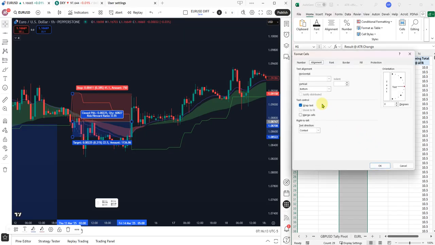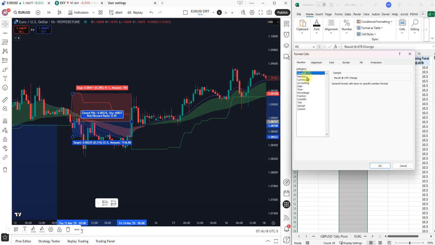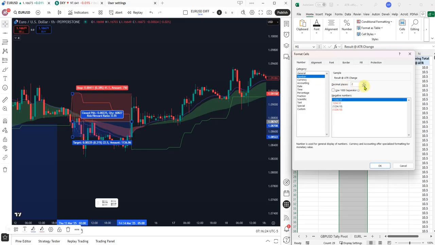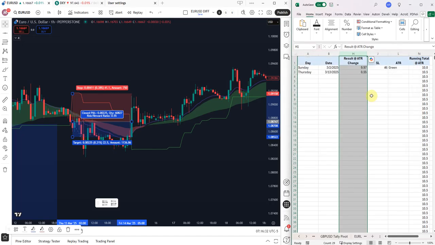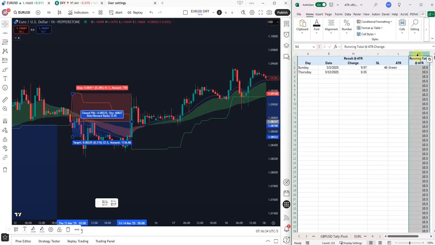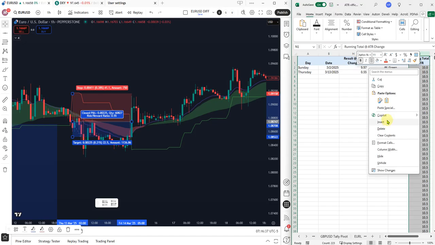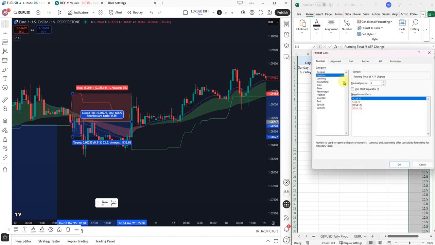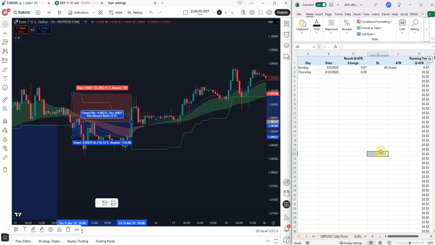So format cells, number, and we're gonna use decimal places of 2. There we go. We'll do the same thing here. Number. There we go. Now it's not rounding. So we get more accurate results.